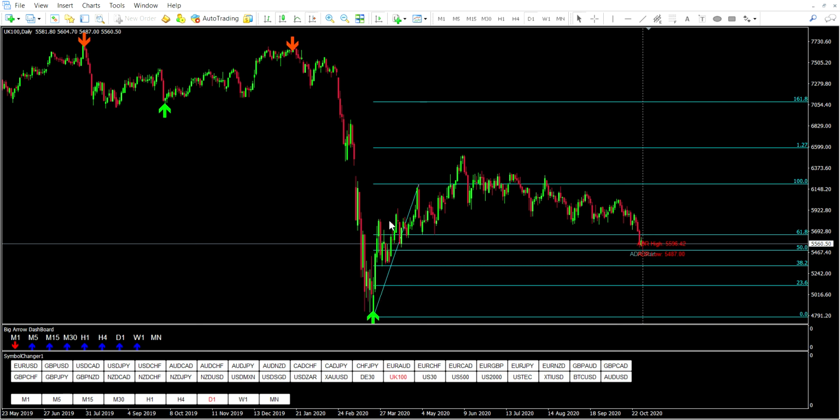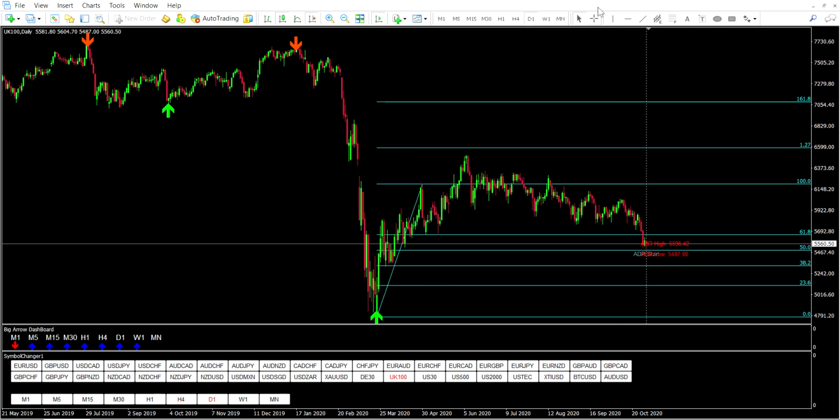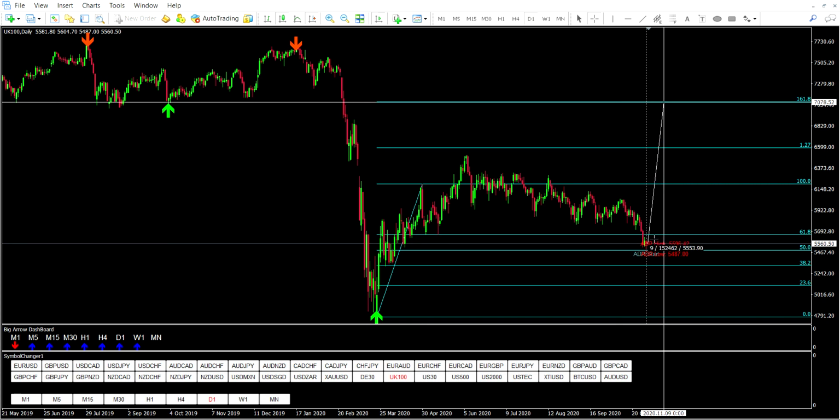UK 100, already got this drawn on. A to B, still gone a little bit higher, bounced around, come down. You can see there the wick just hit the 50%, so we dropped to the 4 hour. You can see that wick there that came down, hit the 50%, and that's given a buy. So this looks to me like it's on its way back up now to roughly around 7,000, which is quite a lot, 150 or so pips.